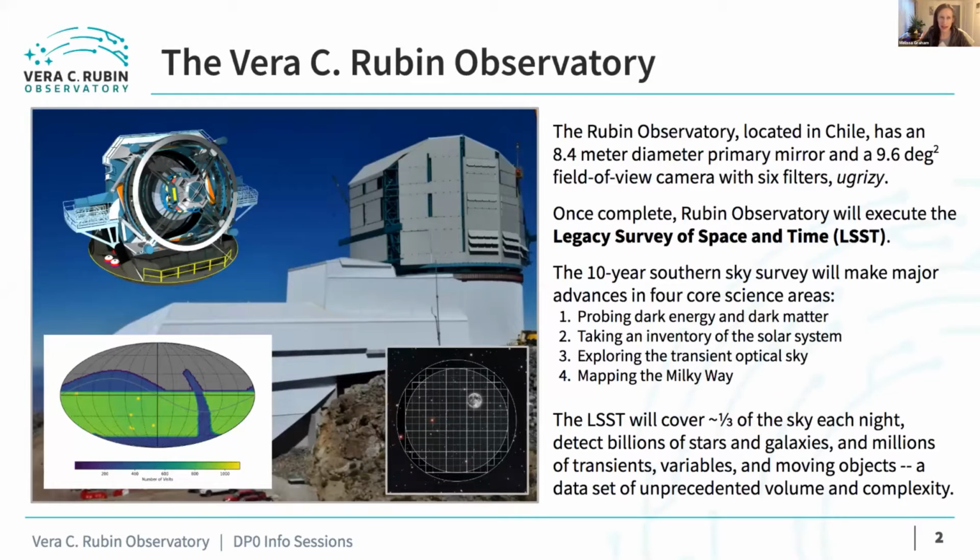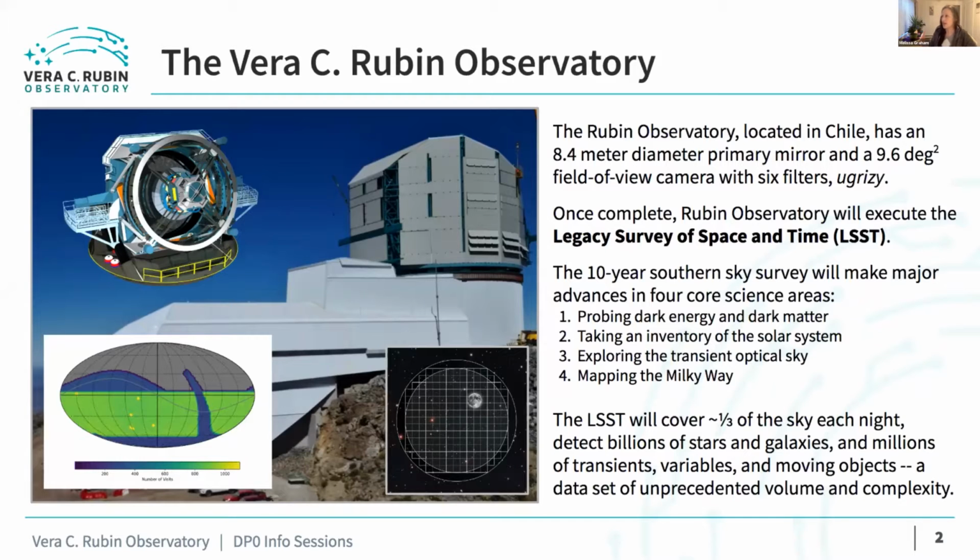slide about the LSST and the Rubin Observatory, just in case we have any new people in our audience. So the Rubin Observatory, as most of you already know, is located in Chile. It has an 8.4 meter diameter primary mirror and a 9.6 square degree field of view camera with 6 filters: u, g, r, i, z, and y. And once it's complete, the Rubin Observatory will execute the Legacy Survey of Space and Time, the LSST.